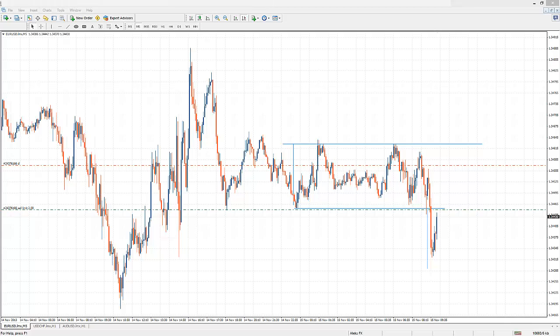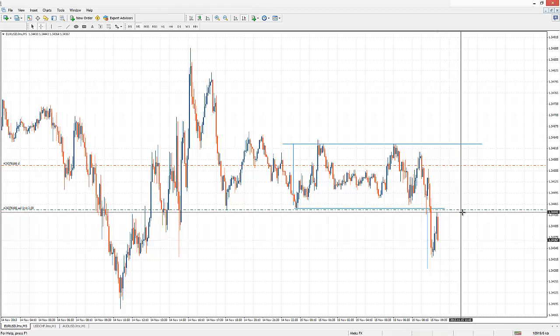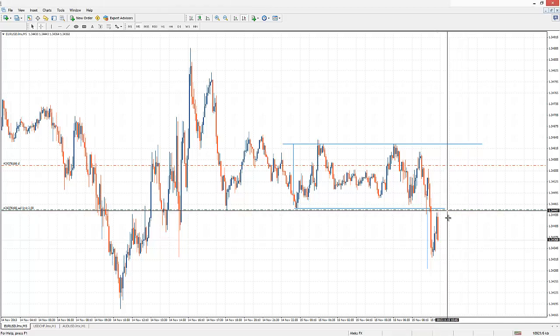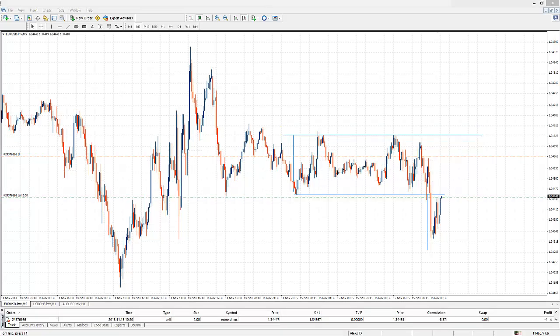So let's see if we can get filled. Price is pulling back here. Just missed us there by a fraction of a pip really. See if we can get a retracement back in here. So we've just had price pull back on us, and you can see we've had our order filled. And now we just wait and see what happens.